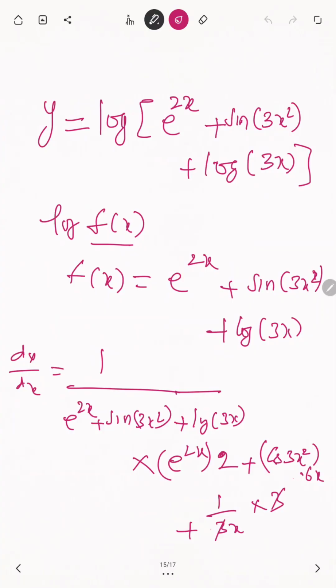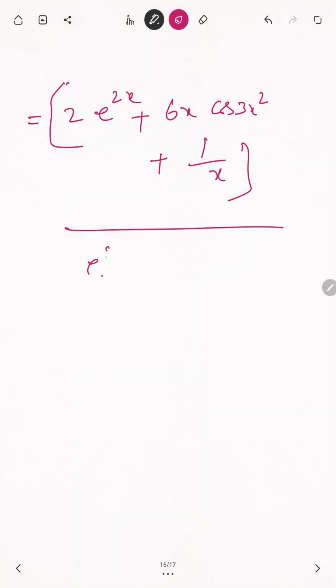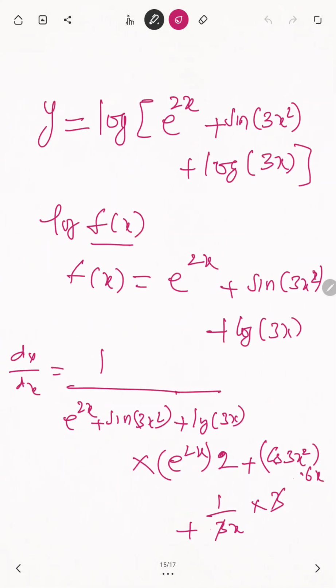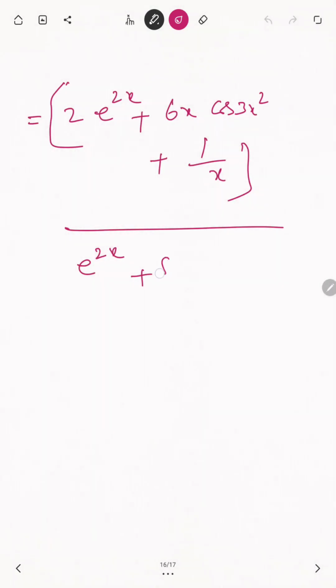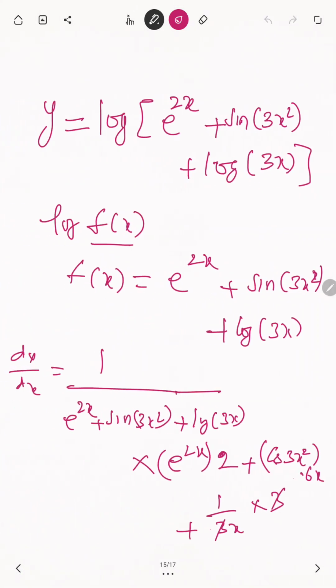What is the denominator? Denominator only should be very useful. e power 2x plus e power 2x plus sin 3x square plus log 3x.